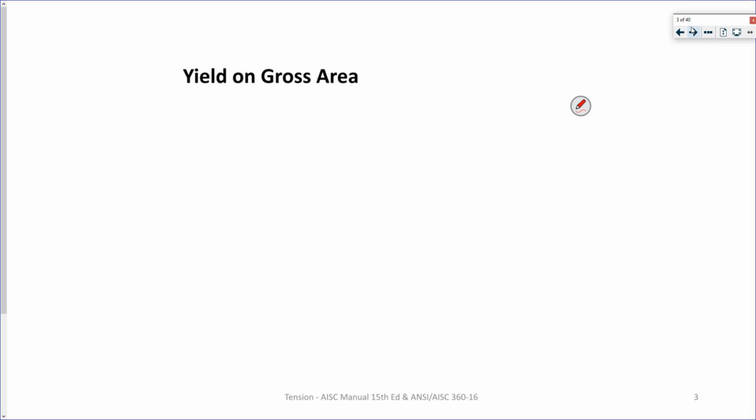So, if we go to chapter D, what is our first limit state for a member in tension design? It is yielding. We had two limit states, yielding and rupture. Our first one is yielding.